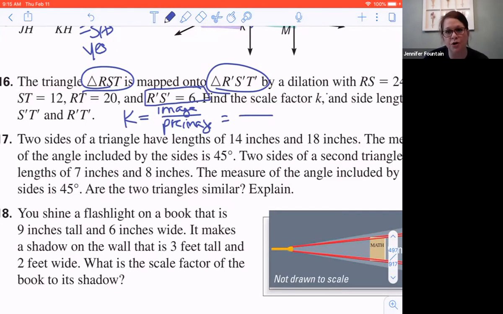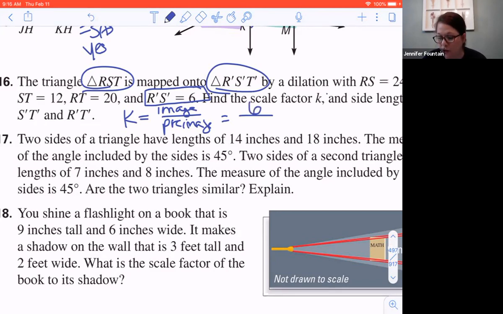So is that going to go in my numerator or my denominator? Does R prime S prime go with my image or my pre-image? Do you remember which one indicates the prime symbols? Image. I'm going to go with the image. When I have my primes, that's when it has changed, transformed to something. So by setting up my fraction, I know that my image goes in the numerator, pre-image goes in the denominator. So my image number is 6.